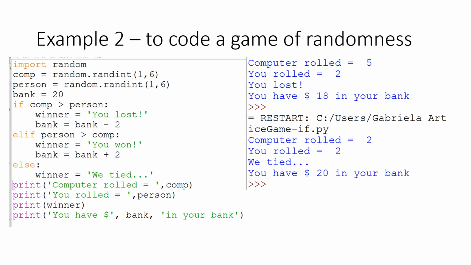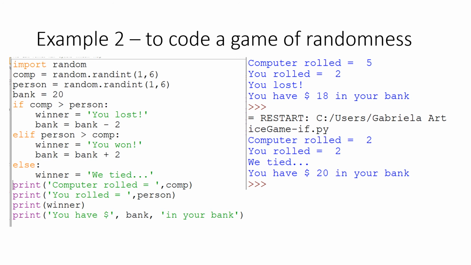Else, if the person has a larger value than the computer, then the winner variable will have the string you won, and in that case, it's the opposite. Your bank gets increased by 2. So the value that you had in the bank receives 2 more. So the previous value of bank plus 2 means that you update the value of the bank by adding 2.